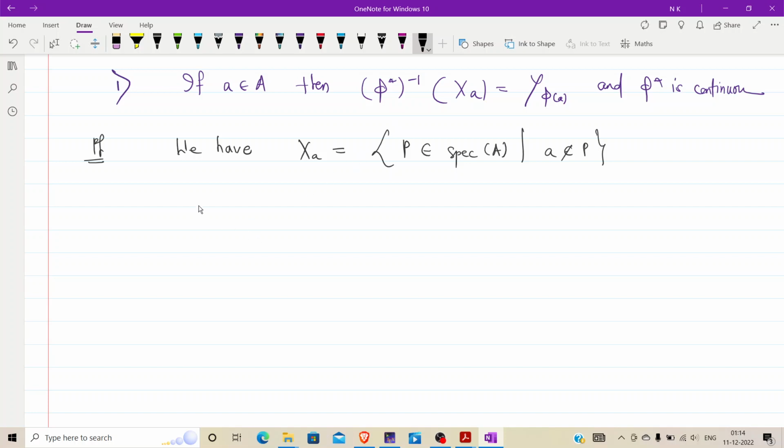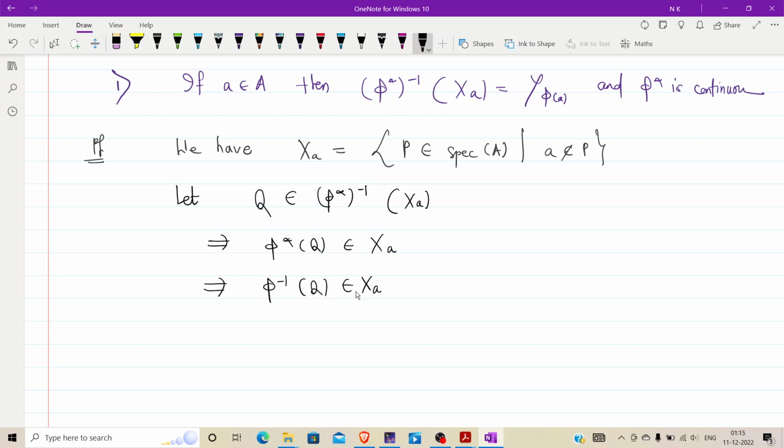Now let's try to prove our claim. First of all, I will take one ideal from phi star inverse of X_a. Let Q be an ideal that belongs to phi star inverse of X_a. That clearly implies that phi star Q belongs to X_a. By definition, phi star Q is phi inverse of Q, so phi inverse of Q belongs to X_a. Then by definition of X_a, a does not belong to phi inverse of Q. Now it's quite clear that phi of a does not belong to Q.